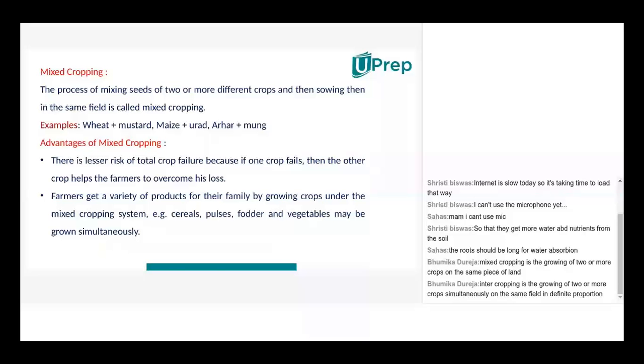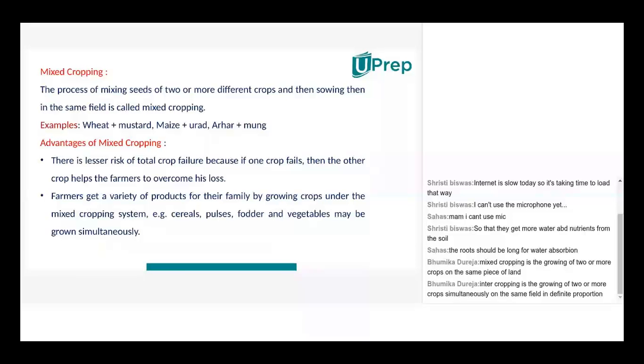Right? In the same field, maybe the mustard yield was good, so he doesn't have to wait for another 6 months and then again sow mustard. So in the first 6 months only, he recovered what he lost from wheat, he recovered it from mustard. Right? So there is always a benefit risk ratio involved to this.